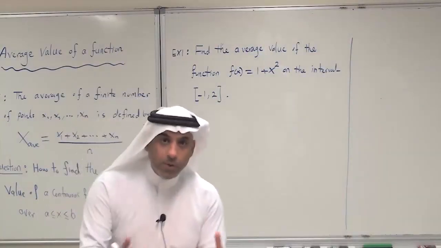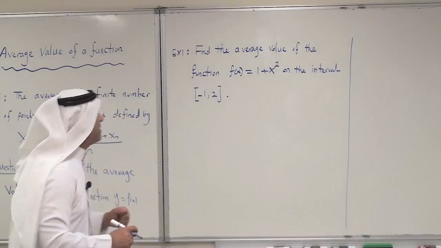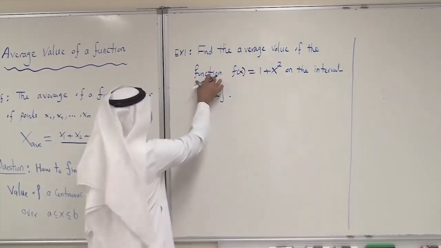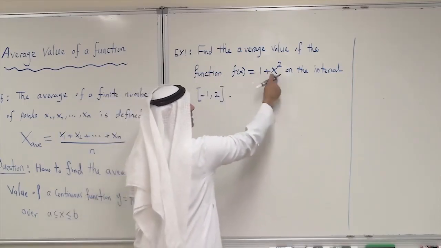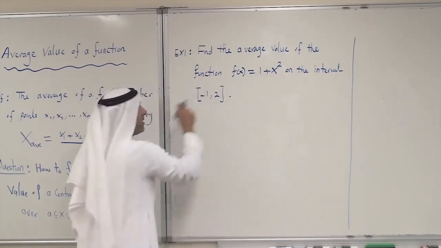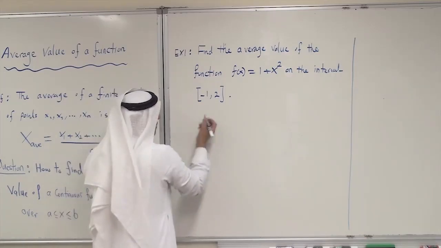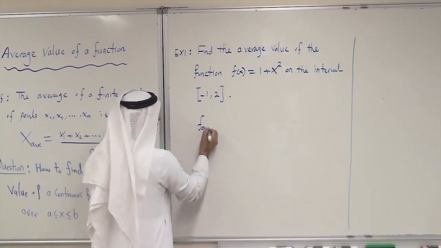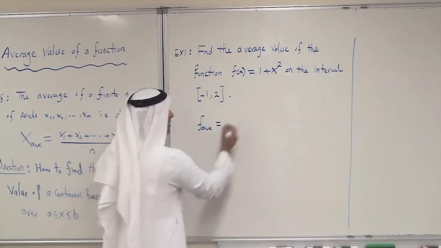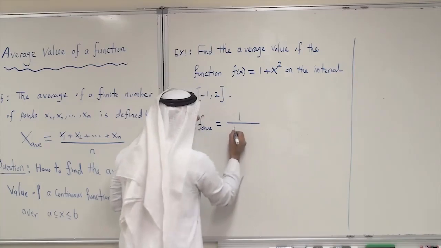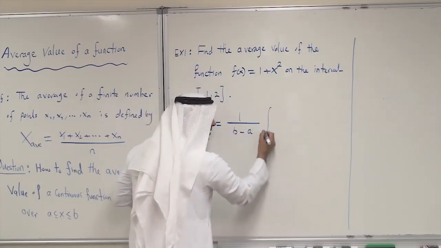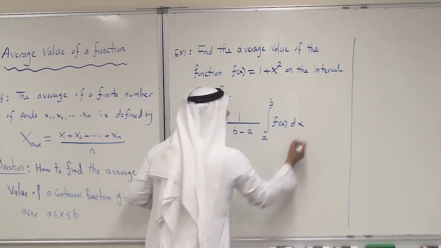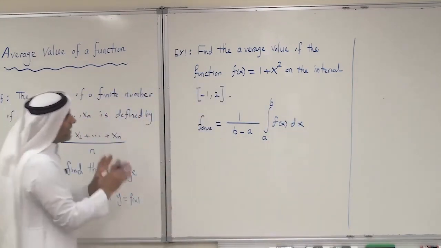Now, after deriving the formula for finding the average, let us apply it in this exercise. The exercise says, find the average value of the function, which is a continuous function for sure, 1 plus x squared, on the interval minus 1 to 2. I remind you of the formula: the average value f average is equal to 1 over b minus a times the integral from a to b of f of x dx.